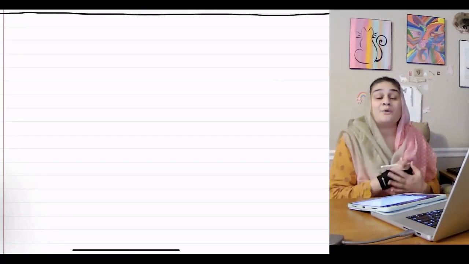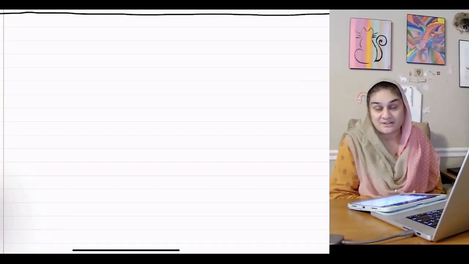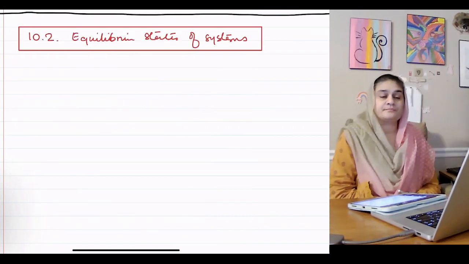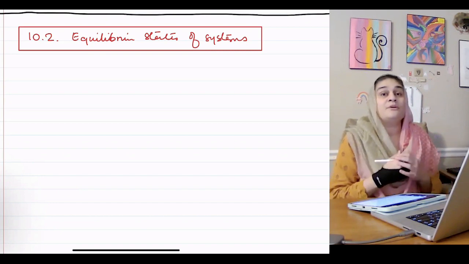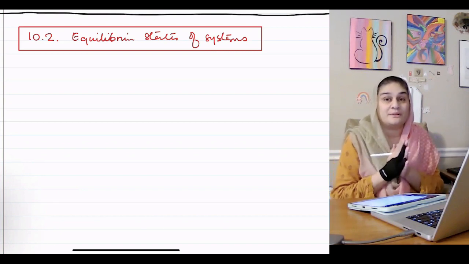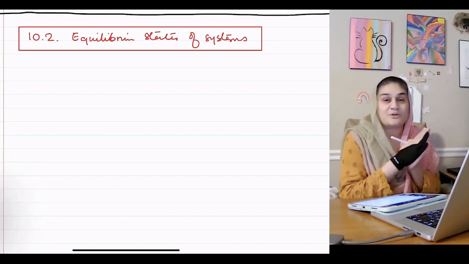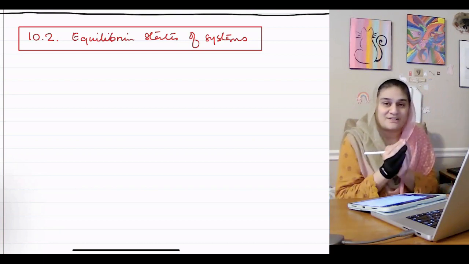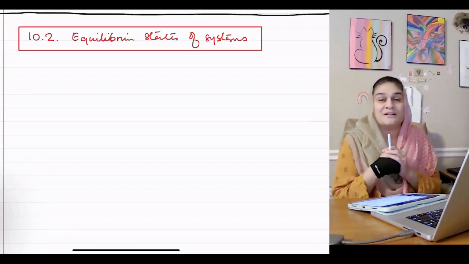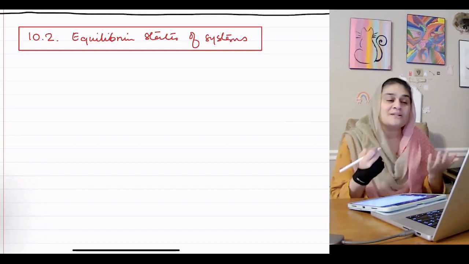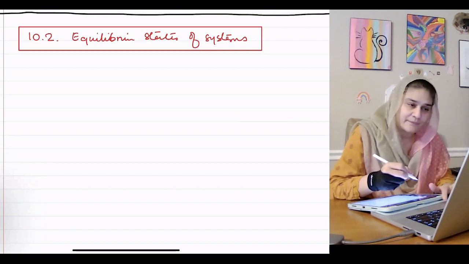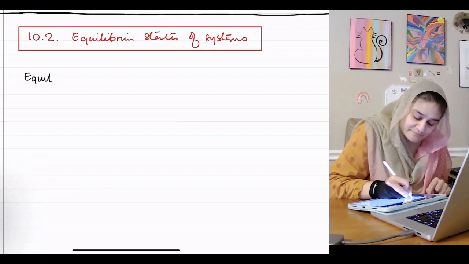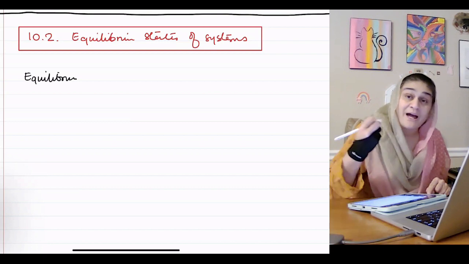Okay, next, I want to talk about the equilibrium states of systems. Now, we've been talking about the different equilibria throughout the course so far. So let me briefly summarize the ones we have been discussing and the new ones that I would like to introduce now. So the ones that we have been discussing are the equilibria that we have studied.